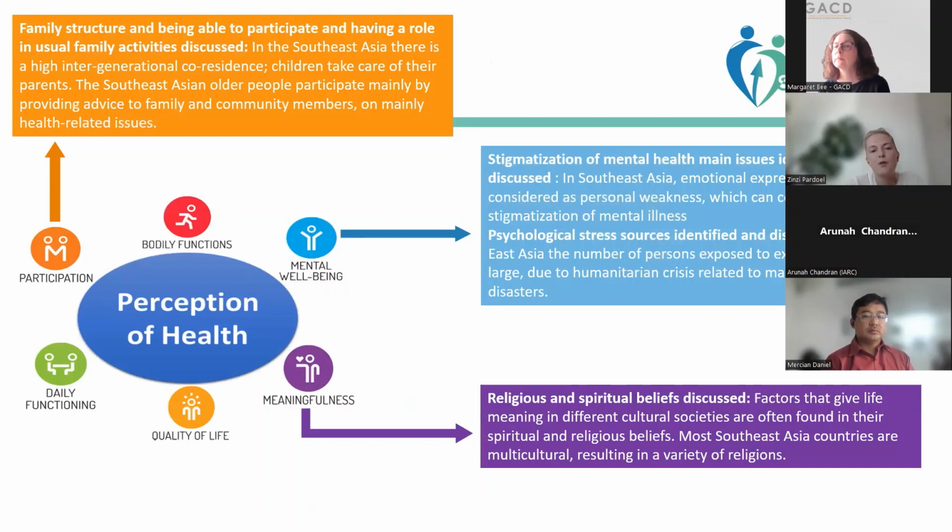Looking at this perception of health within these different dimensions. So first of all, looking at mental well-being. Well, we know in Southeast Asia that emotional expression is commonly considered as a personal weakness. Not everywhere, but in a lot of regions it is. And this can really contribute to the stigmatization of mental illnesses.